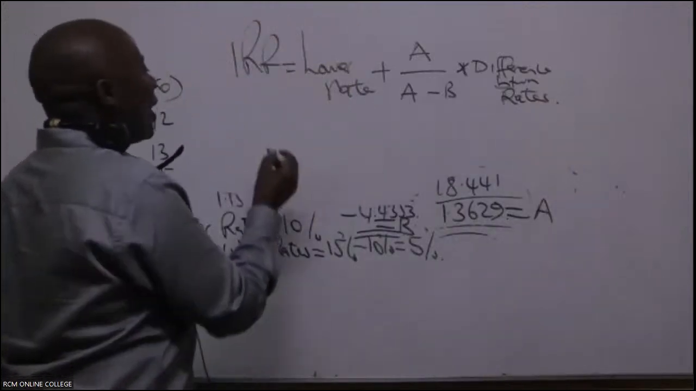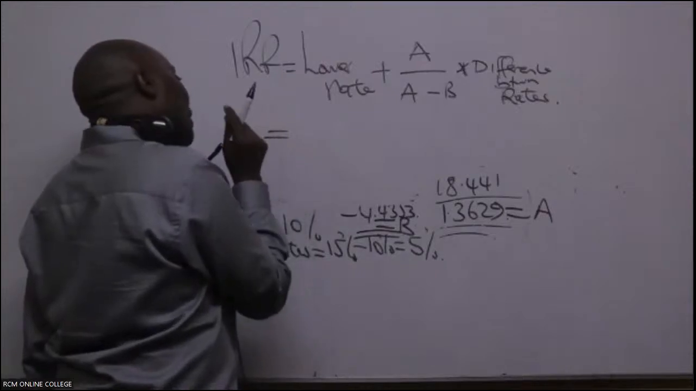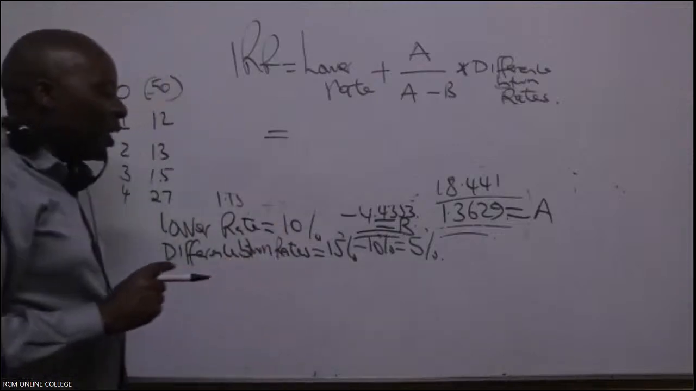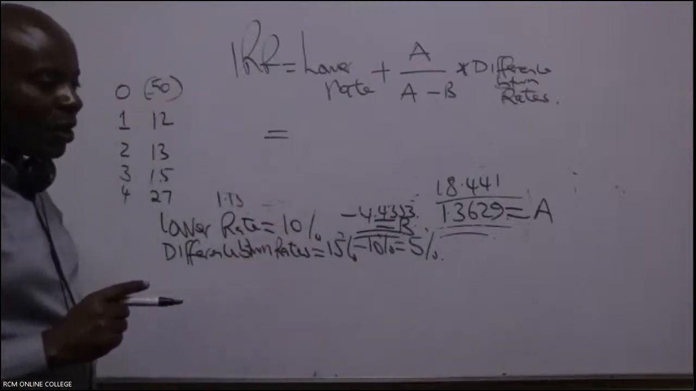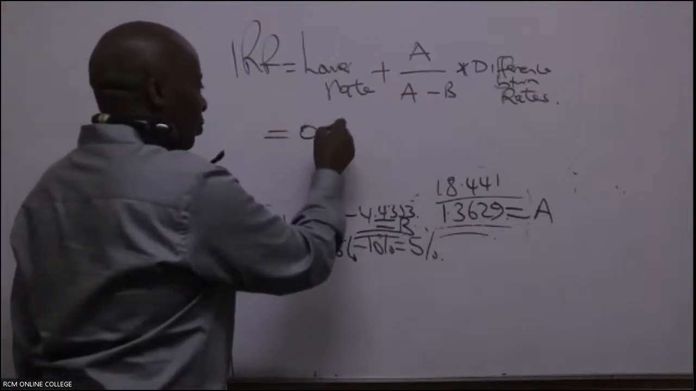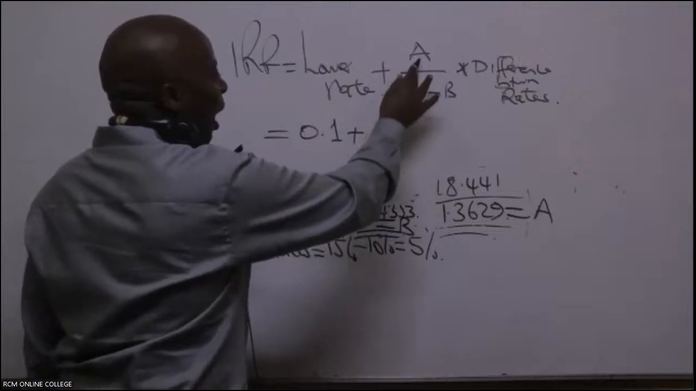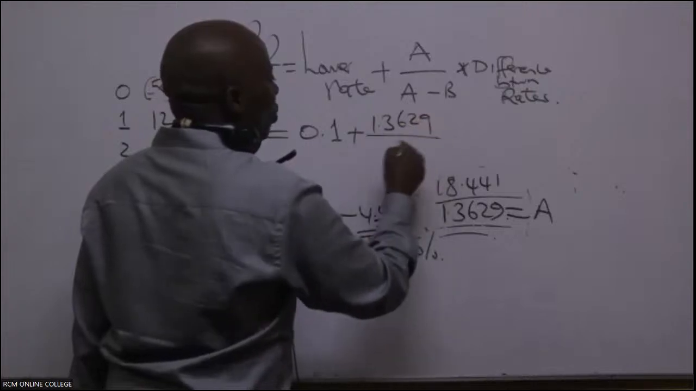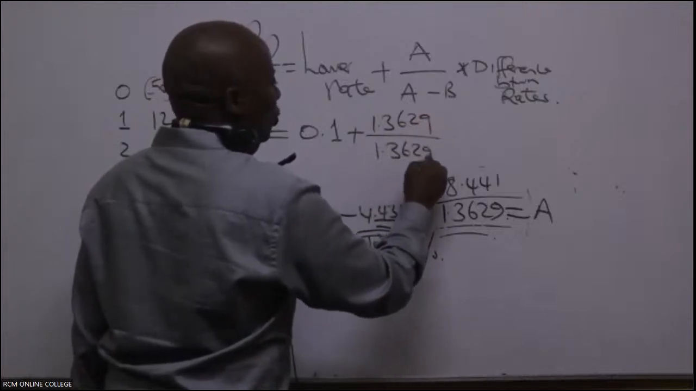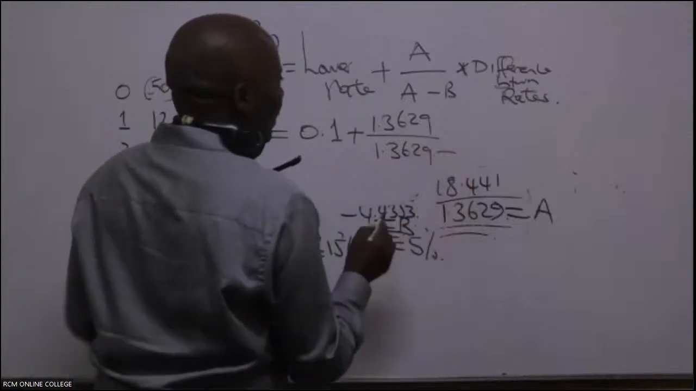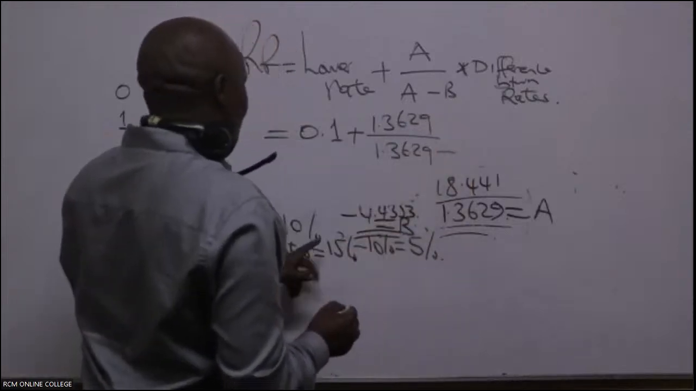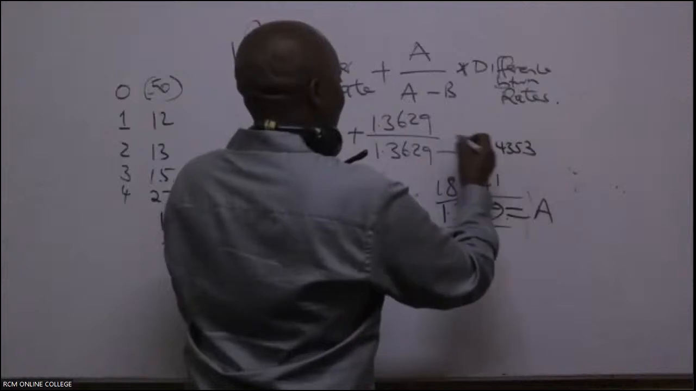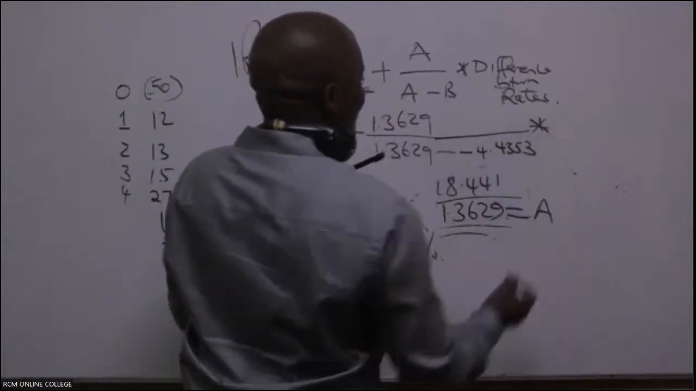Ladies and gentlemen, our IRR will be equal to the lower rate. Could you kindly remind me, what was our lower rate? It's 10%, which is the same as 0.1, plus our R. Our R is here, 1.3629. And then we have minus, and B itself is minus 4.4353, like that, times the difference between rates.